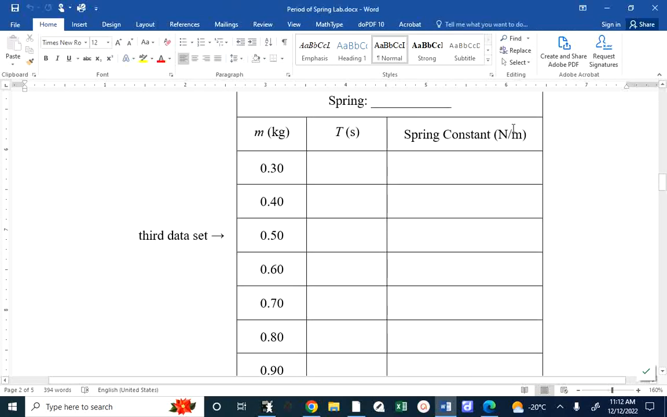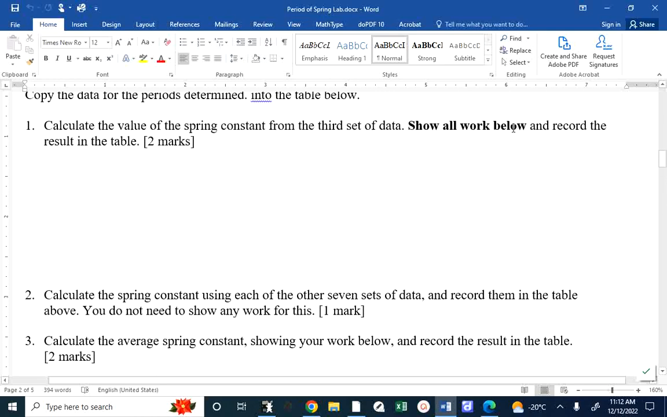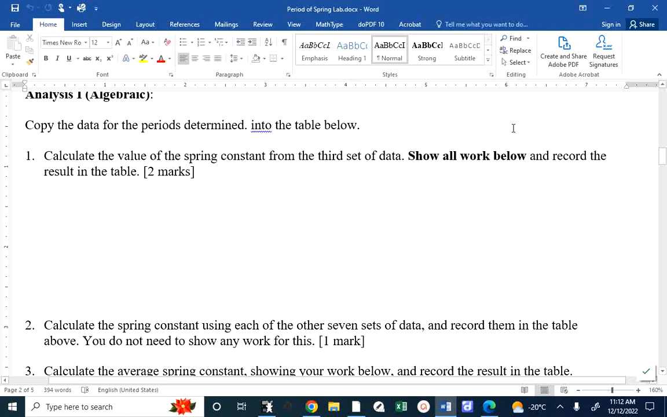In order for you to determine the spring constant, up here at number 1, calculate your spring constant. I want to see your work. All work means units and the correct number of significant figures.